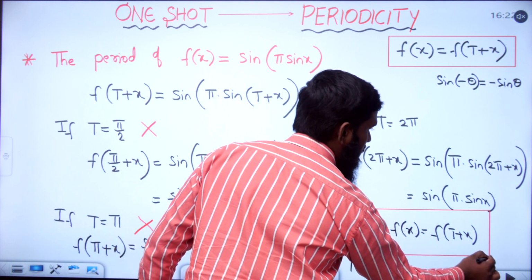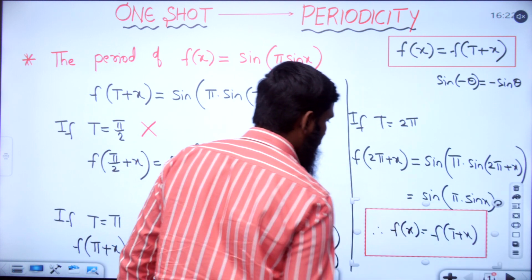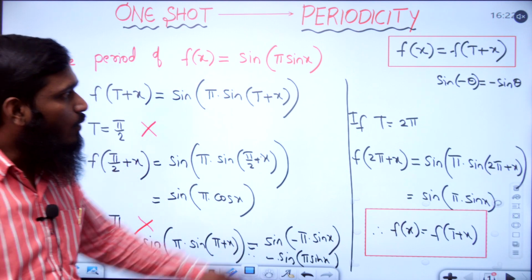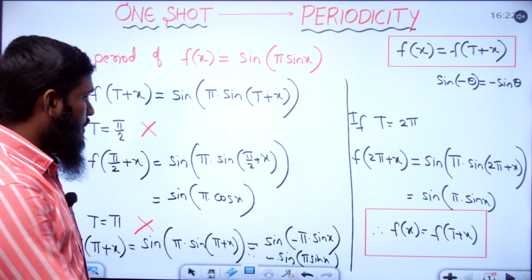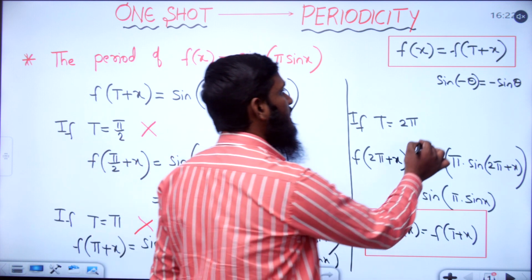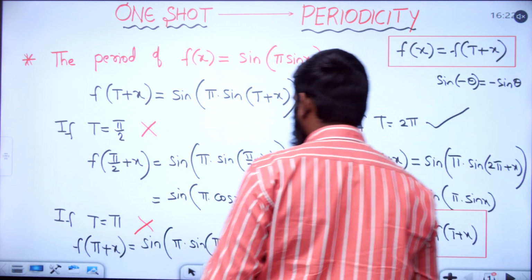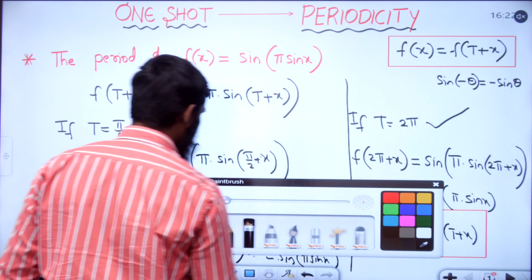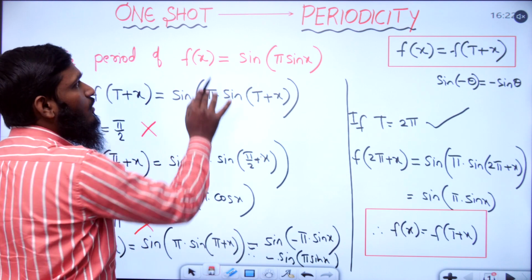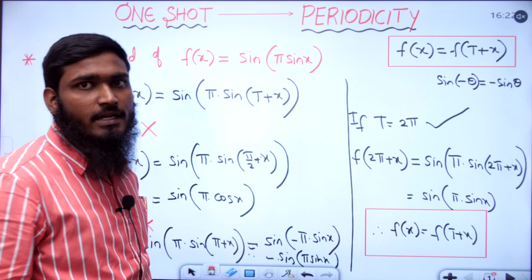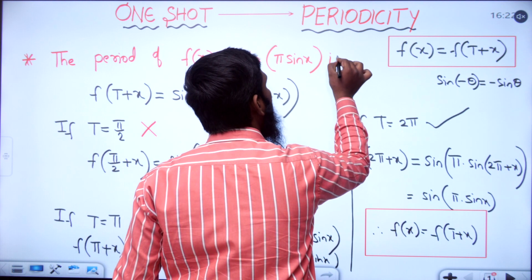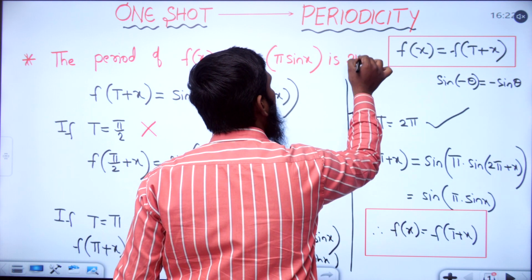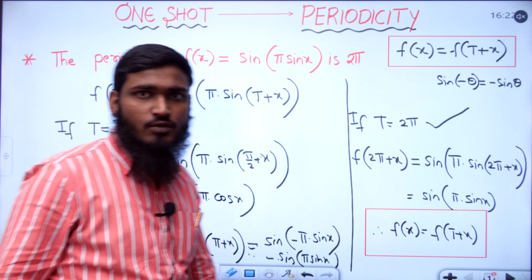So the condition is satisfied. What t value have we taken? The t value equals 2 pi. So t equals 2 pi means we can say that the period of f of x equals sine of pi into sine x is 2 pi. What answer are we getting? 2 pi. Understood the concept?